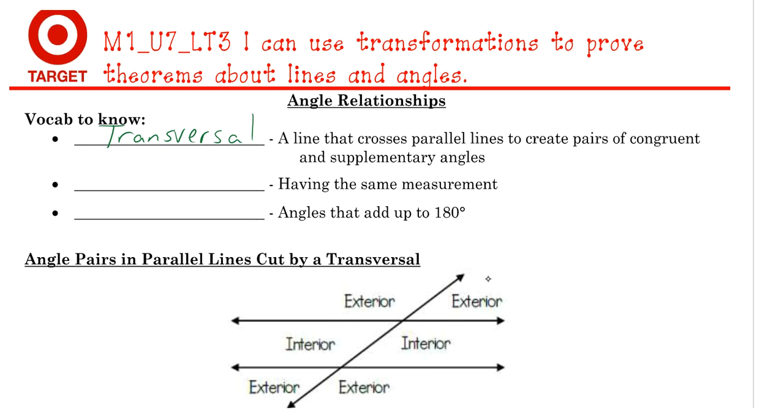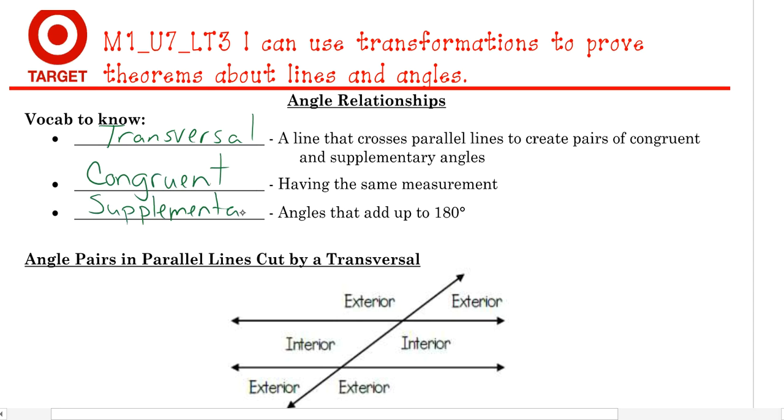Another vocabulary word that we're going to be talking about is the word that has the definition having the same measurement, which we have been talking about a lot this unit, which is congruent. And then angles that add up to 180, that should be review, that is supplementary. So if we have angles that add up to 180, those are considered supplementary angles.